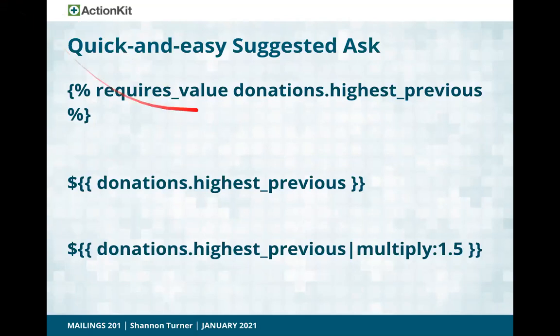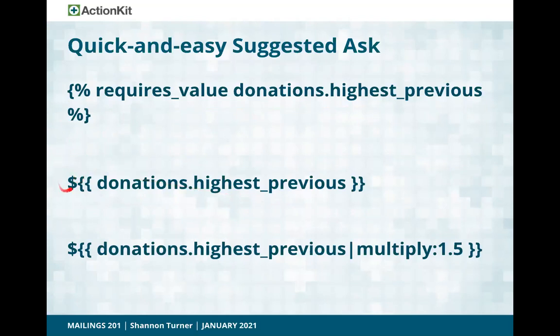Here I have 3 snippets on this slide. The first one is requires value, donations.highest previous. And this means a few things. First, if someone does not have a previous donation, they cannot receive this email. It also means that in order to preview this mailing, you need to save your targeting or specify a user that has a donation. The second snippet here shows the user's highest previous donation.